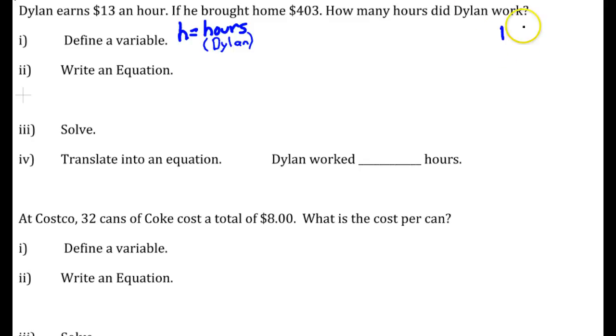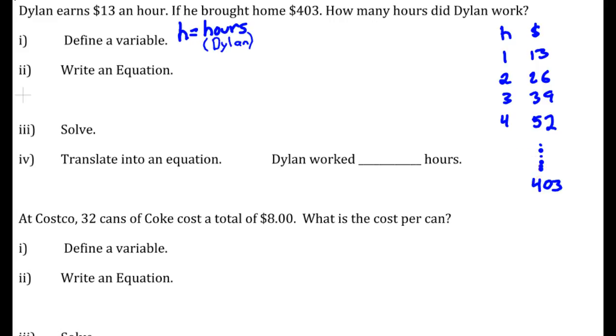So if 1 hour, in dollars, how much do you make? 13. In 2 hours, how much will we make? 26. In 3 hours? 39. And 4 hours, we'll make 52. So they want to know how many hours this has to go on until we get to 403. But without doing this whole table thing, right? We don't want to do that.